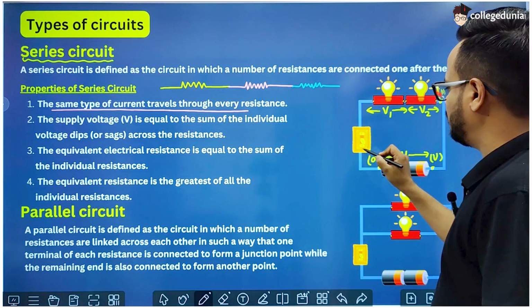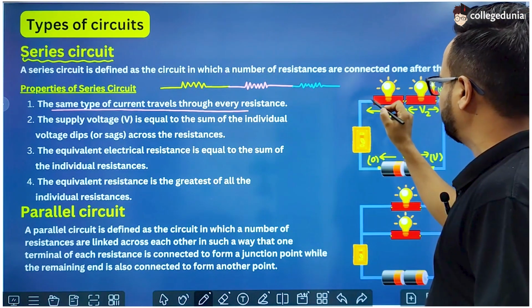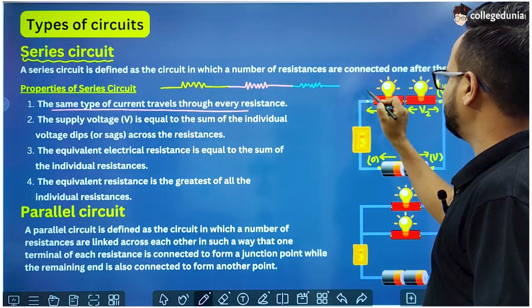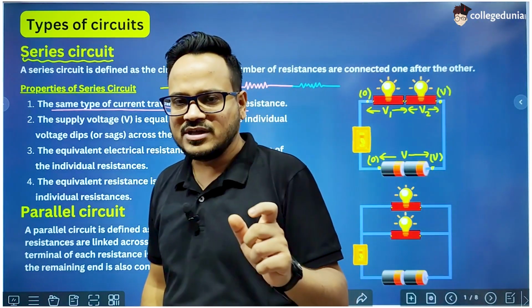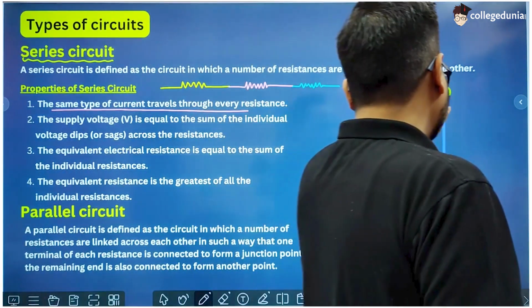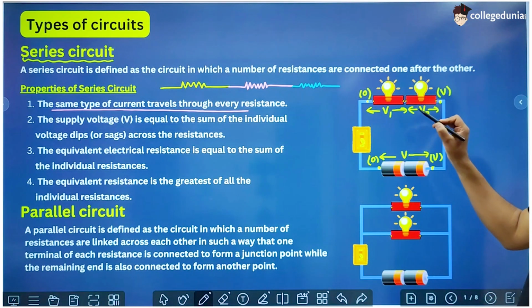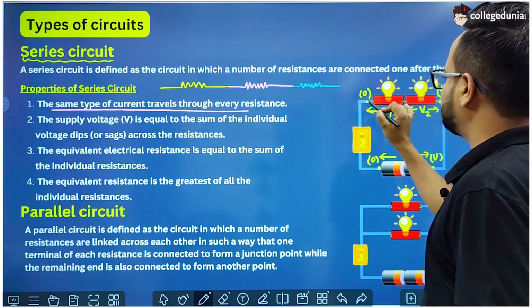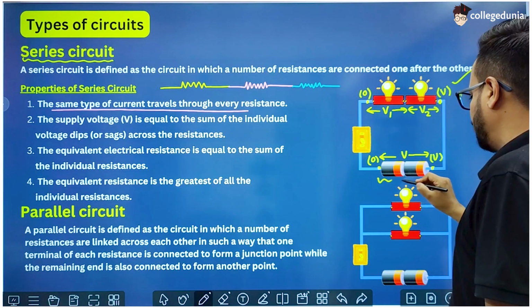And if this point is at zero potential, ignoring any potential drop across the switch, we can say that this point is at zero potential. Usually this is what we do. We always ignore any potential drop across the switch element. So we can say that this point of the circuit is at V potential and this point of the circuit is at zero potential. And so the total potential difference between all the circuit elements which are connected in series is V, which is equal to the voltage of the battery.